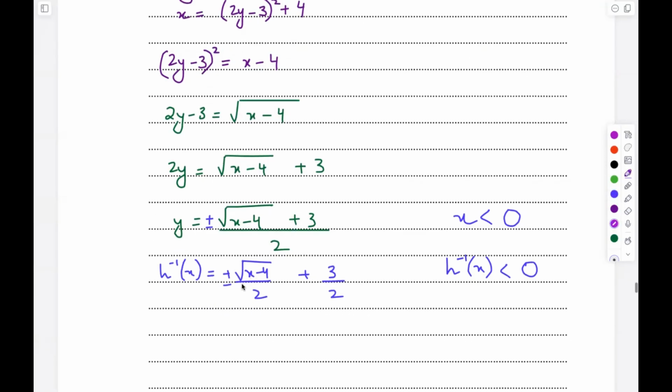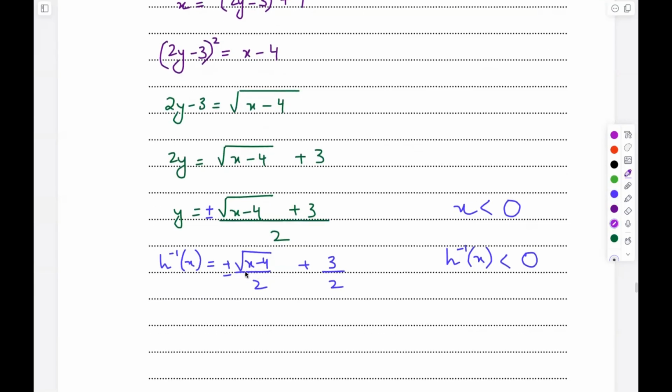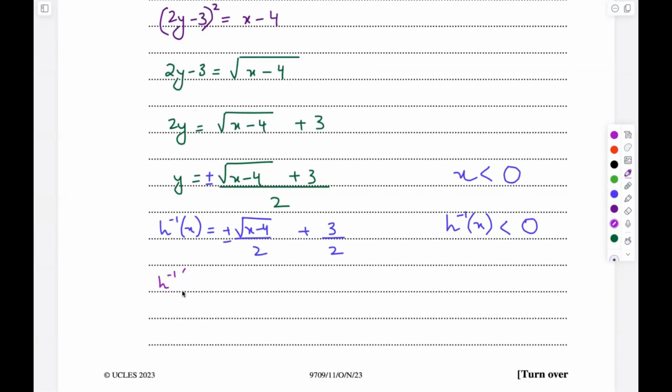So for it to be less than 0, this term must be negative. If this term is positive, this whole term will become greater than 0. So the final answer for h inverse of x will be written as 3 upon 2, and we'll take this with the negative sign so that it becomes less than 0. So the final expression for h inverse of x will be 3 upon 2 minus square root of x minus 4 upon 2.